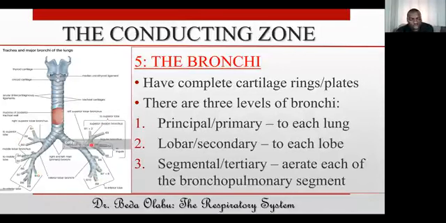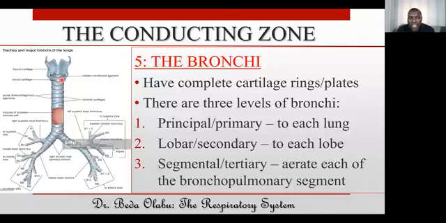There's something I want you to get about generations of airway division. You see, from the nose, the air goes to the pharynx without diversion. From the pharynx, the air goes to the larynx without diversion. From the larynx, air goes to the trachea without diversion.